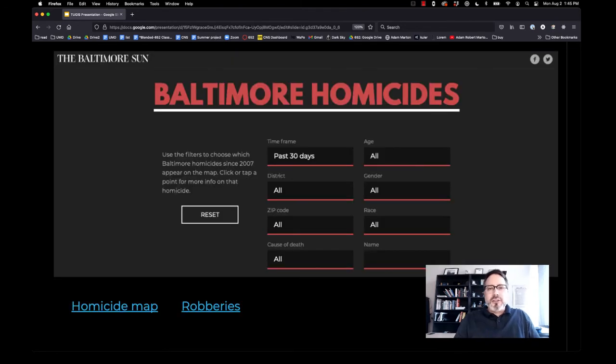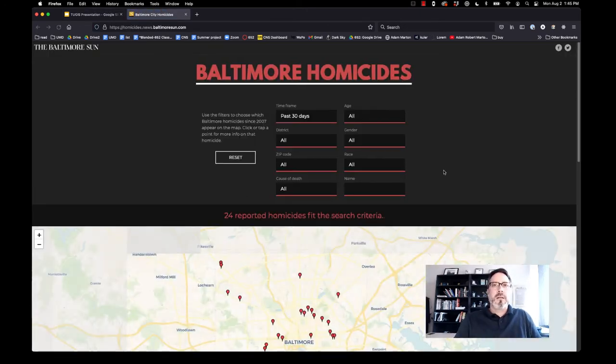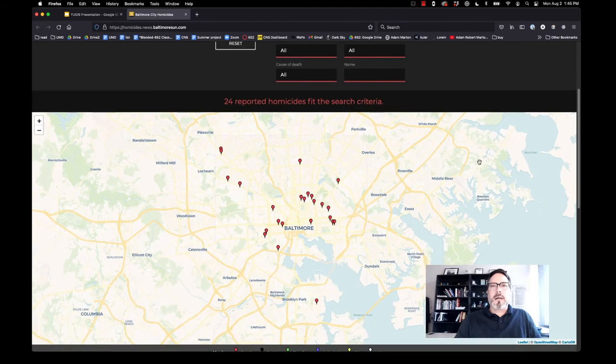You can't really practice journalism in Baltimore without covering crime. I spent a lot of time at the Sun creating graphics and maps to help visualize crime data. I wanted to look at a couple quick maps here. The first one is this homicide map, which is one of the most popular features on the Sun. This is a map we made a long time ago.